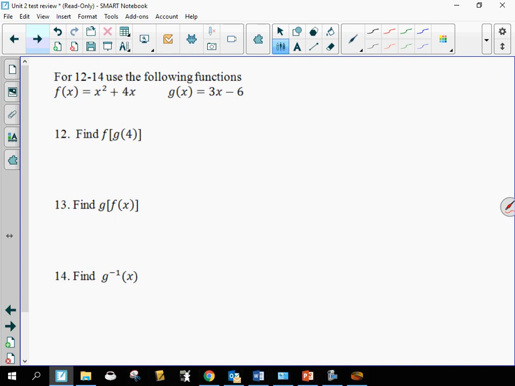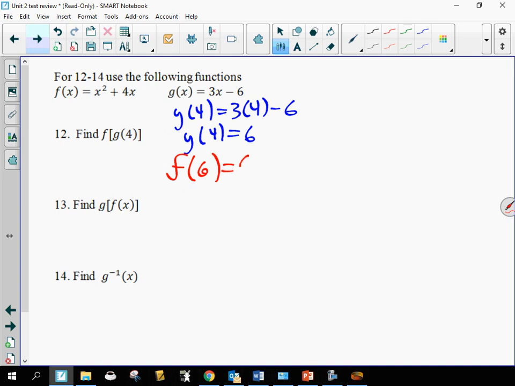Okay, so here are the composite functions, which we did in our review last class. First off, g of 4 would be 3 times 4 minus 6, which is 6. So really this is asking for f of 6, which is 6 squared plus 4 times 6, or 60. So that is f of g of 4.